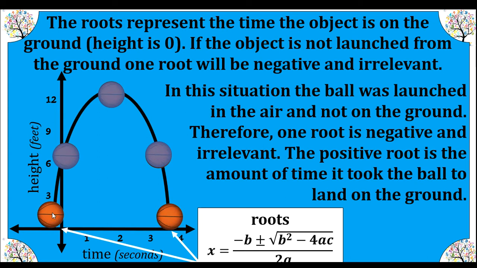When your object is not launched from the ground, like in this case, one of your roots will be negative. Now let's look at our positive root on the right side here. This value tells me how long it took for the object to hit the ground, which would be a height of 0. So in about 3.75 seconds, that would be your x, our height is 0. It is on the ground.